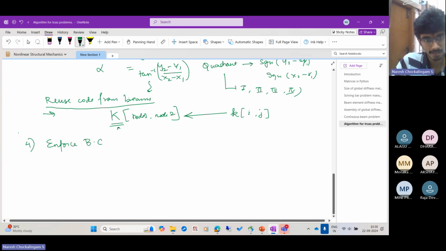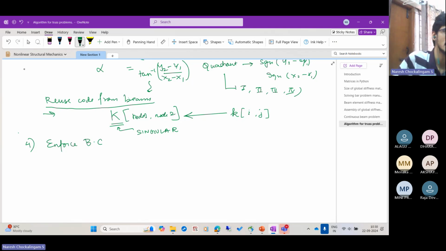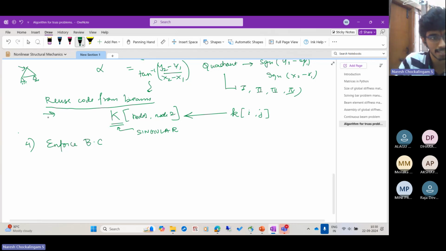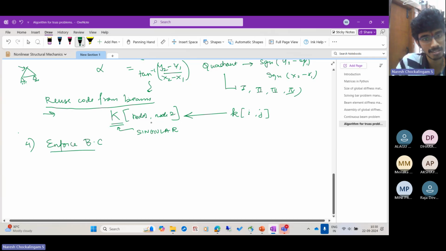So one check is that the stiffness matrix we get will always be singular. The global stiffness matrix that we assemble will always be singular because it has rigid body modes. Until you give some support conditions for the truss, it is just floating in air. So if you apply a small force, you cannot solve for the displacements. It will have infinite displacements. So it will be singular. It cannot be solved, so you should always enforce boundary conditions.